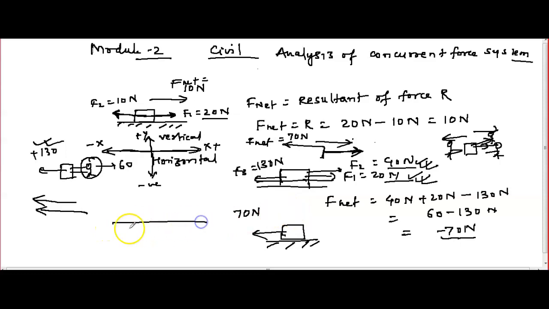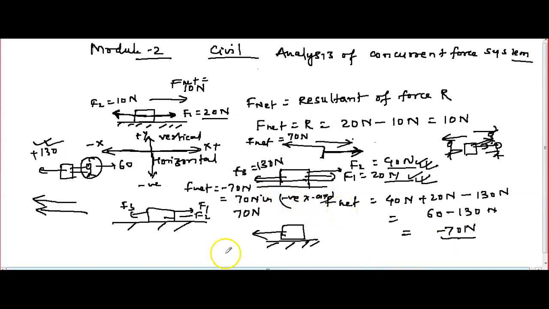So this is the statement. Here we have considered F1, F2, F3: F1 is this, F2 is this, and F3 is this. We got F net equal to minus 70. So you can write here: this is moving with 70 newtons in the negative x-axis. That is the answer. So it's moving on the negative x-axis with the net force 70. Only minus 70 newton, if you write, is also correct.